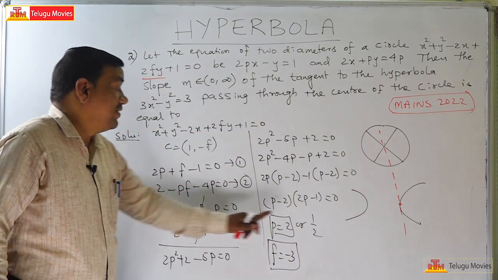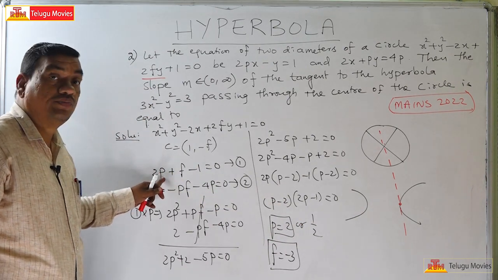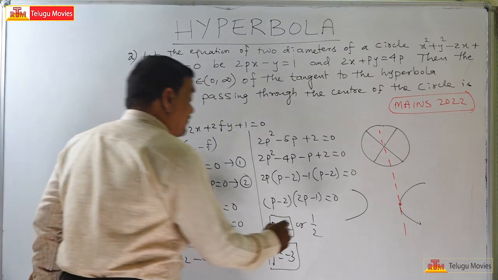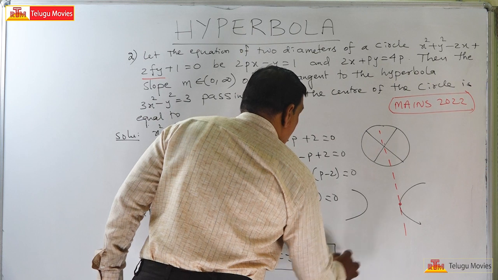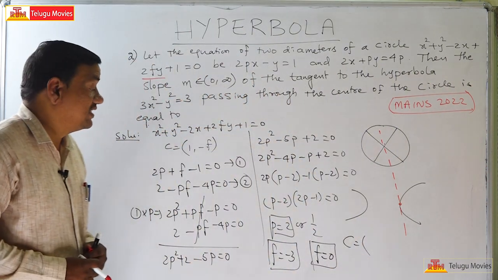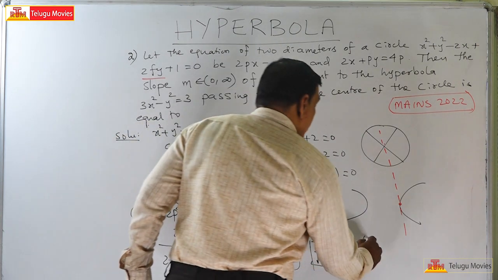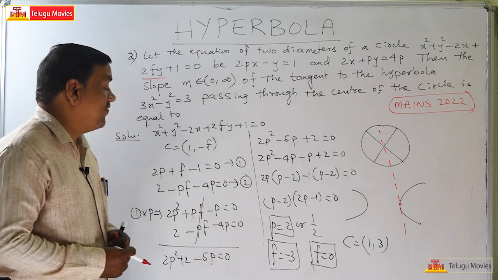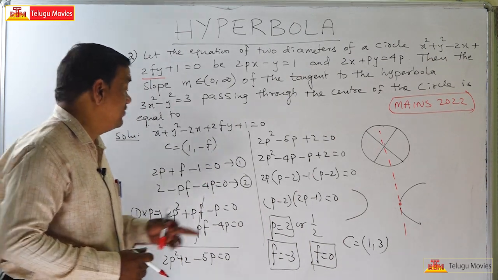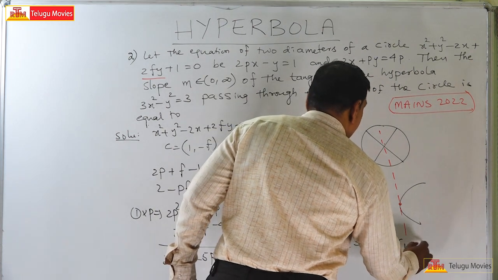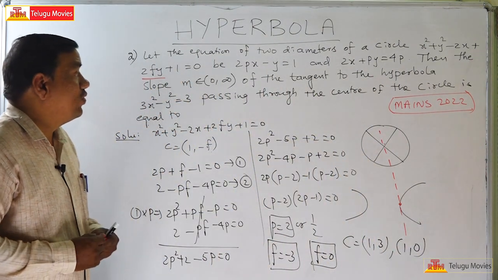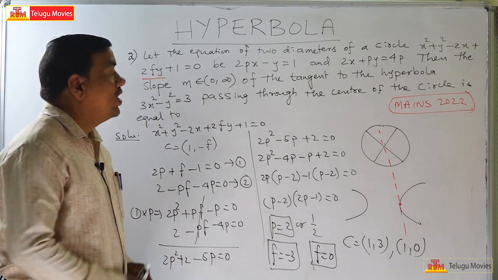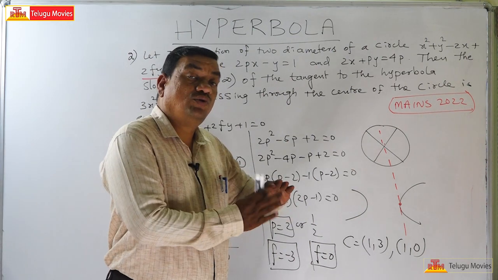Now, if your p value is 1 by 2, substitute here: 2 will cancel, plus 1 minus 1 will get cancelled. Therefore f is equal to 0. So the center of the circle is either 1 comma 3, since it is minus of f and f is minus 3, or 1 comma 0, where f is 0. So we got the center of the circle as 1 comma 3 or 1 comma 0. The circle part is over.